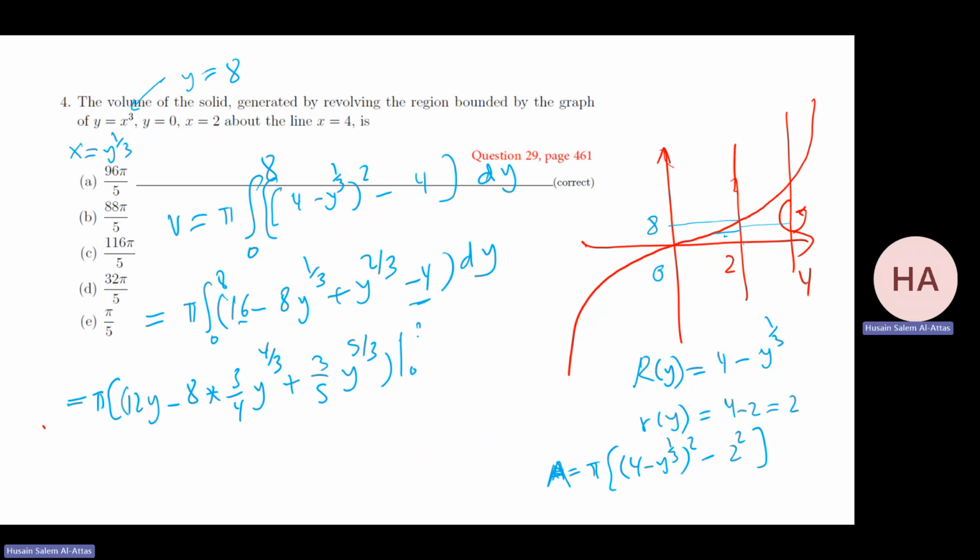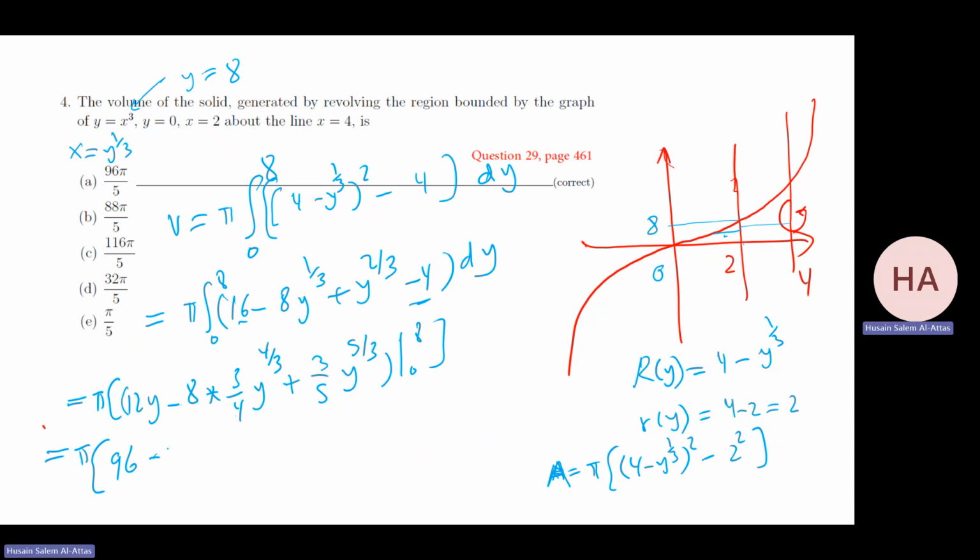This is from 0 to 8. Method of calculation: 12 times 8, that will be 96. Here I have 8, the cube root of 8 is 2. 2 to the power 4 is 16. 16 over 4, that is 4. So 4 times 12, 4 times 3 is 12.